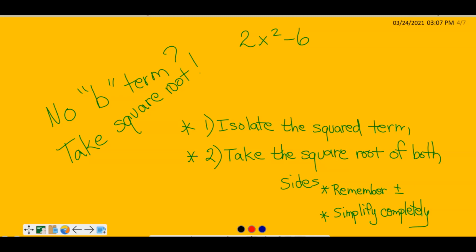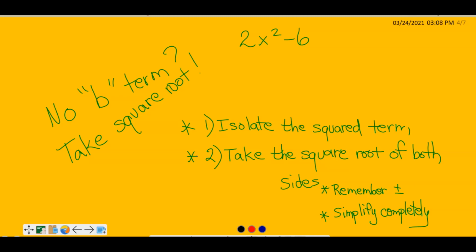Like if you square positive 2, you get 4. If you square negative 2, you still get 4. And then you have to simplify completely. So you have to simplify your roots, all right? And we learned how to do that a while ago. Now you know why we did.